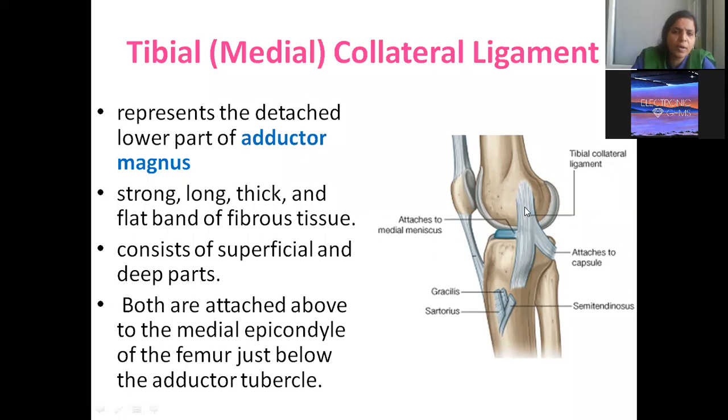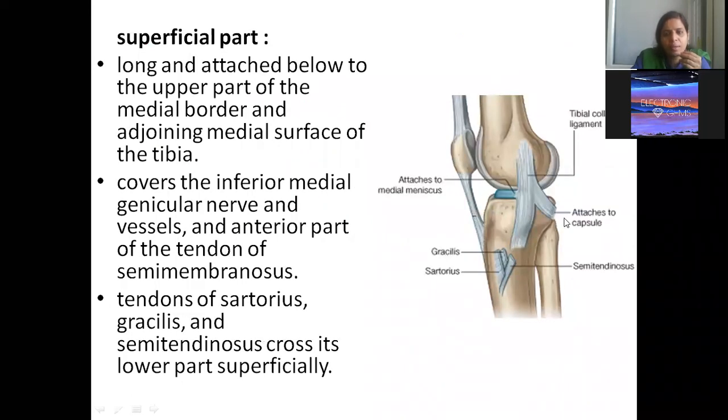Strong, long, thick, and flat band fibers. It will have superficial and deep parts, and both are attached above to the medial epicondyle of the femur, just below the adductor tubercle. Sometimes they may ask you, the tibial collateral ligament is a remnant of which muscle? You should be able to tell it's a remnant of adductor magnus. And I told you it has superficial and deep parts.